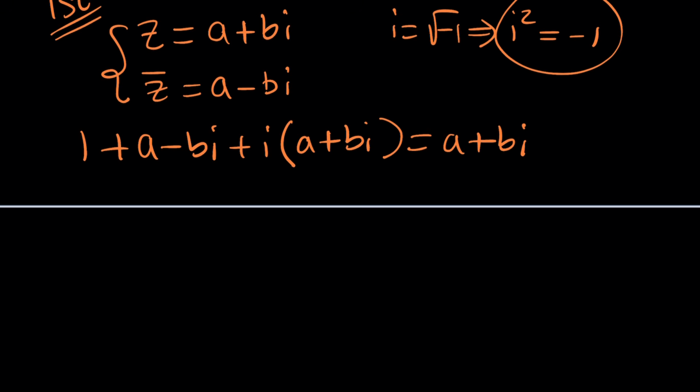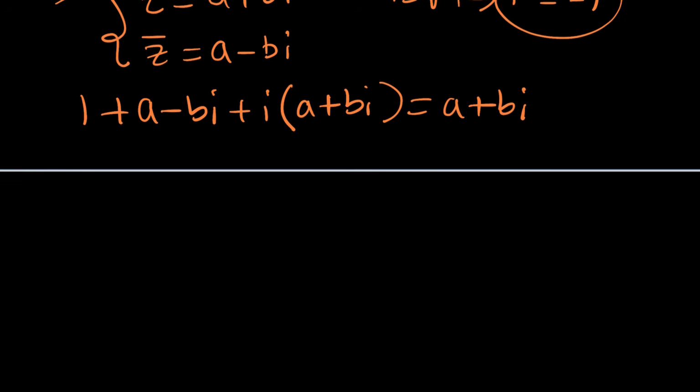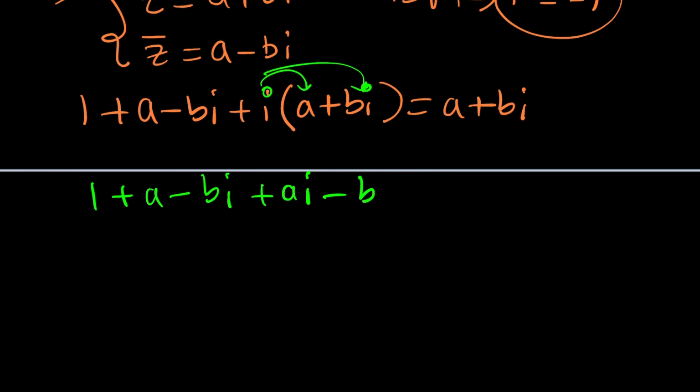Because our goal is to get complex numbers on both sides and then set them equal to each other, and I'll tell you about the rule. But let's go ahead and distribute first. We're going to multiply here and here. That's going to give us 1 plus a minus bi plus ai. And then, remember what I told you earlier, i squared is -1, so that's going to give you minus b. And then that's equal to a plus bi.